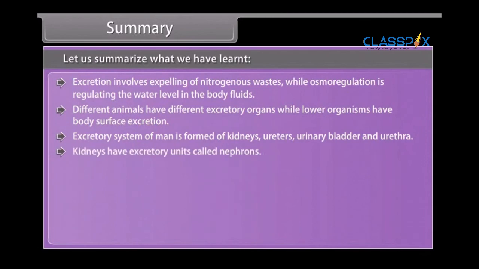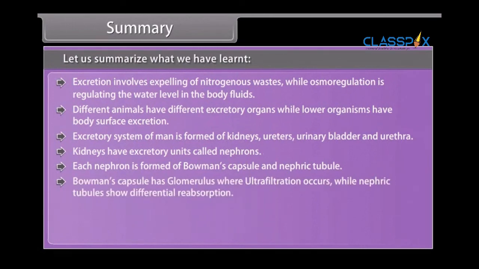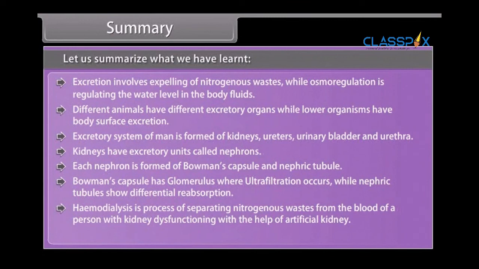Kidneys have excretory units called nephrons. Each nephron is formed of Bowman's capsule and nephric tubule. Bowman's capsule has glomerulus where ultrafiltration occurs, while nephric tubules show differential reabsorption. Hemodialysis is a process of separating nitrogenous wastes from the blood of a person with kidney dysfunction with the help of an artificial kidney. In plants, oxygen and excess water are released through stomata.